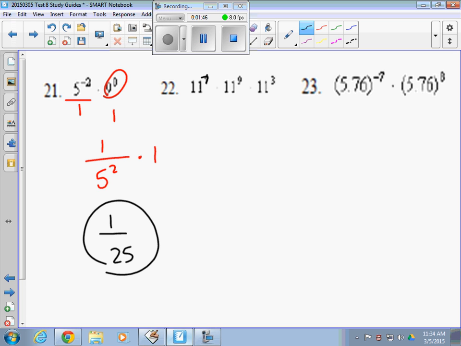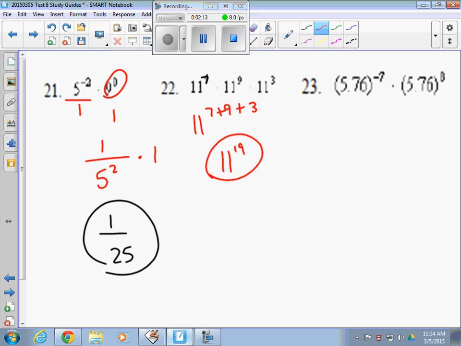All the bases are the same for number 22, 11, 11, and 11. You have 7, 9, and 3. I'm sorry, it's not negative 7. It's just 7, 9, and 3. So you have something that says 11 to the 7 plus 9 plus 3. 7 plus 9 is 16, and 16 plus 3 is 11 to the 19th, which will be a great big number, so let's leave it like that.